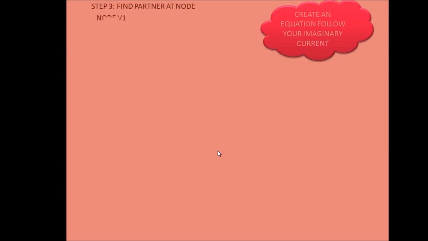Okay, you can see here at node V1, 3 equals I2 ohm plus I4 ohm. If you see the arrows, the value of 3 is going in, and I4 ohm and I2 ohm are going out. So they are partners. That's why the equation is 3 equals I2 ohm plus I4 ohm.